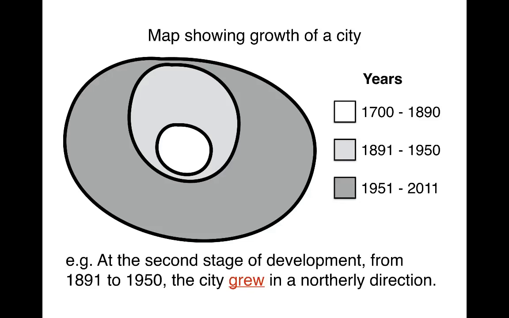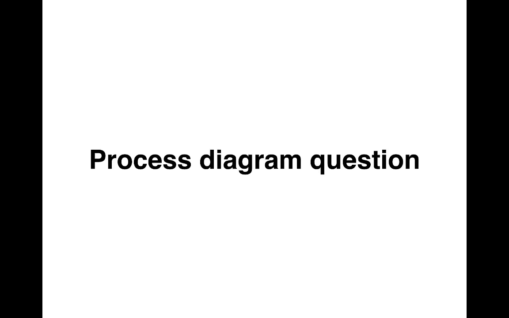So don't worry about map questions. They can show processes. They can show other things which we'll look at in the next lesson. But if you get a process map with stages, just use today's lesson and think of it as a process description. Now let's move on to today's process diagram question.